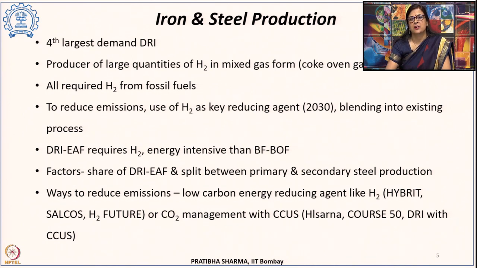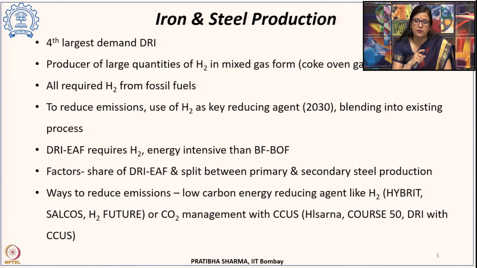Now, the two major processes which are used in the iron and steel industry for the production of steel are DRI-EAF, that is the direct reduction of iron, electric arc furnace, and BF-BOF, that is blast furnace, basic oxygen furnace. Now, the hydrogen requirement is in DRI-EAF, and it is an energy intensive process compared to the conventional process, which is BF-BOF. And the share of hydrogen demand in the iron and steel industry will be basically determined by factors like the share of the electric arc furnace route against the basic oxygen furnace, blast furnace route, and at the same time, the split between primary and secondary steel production.